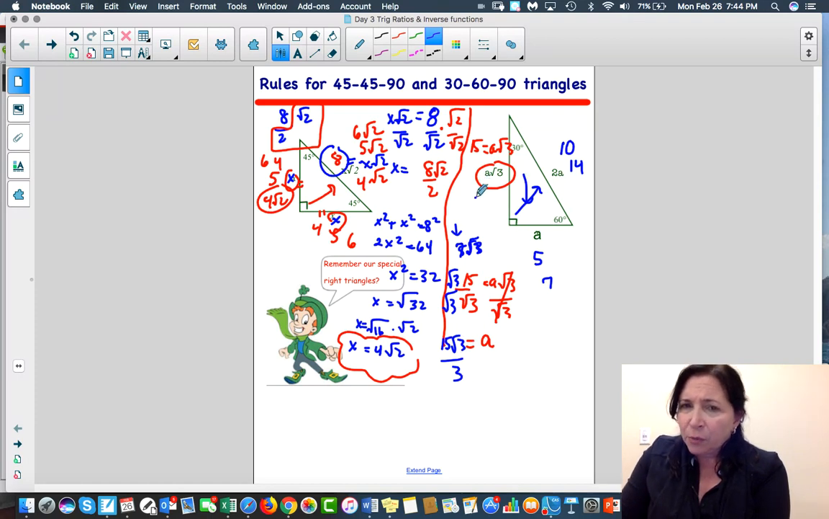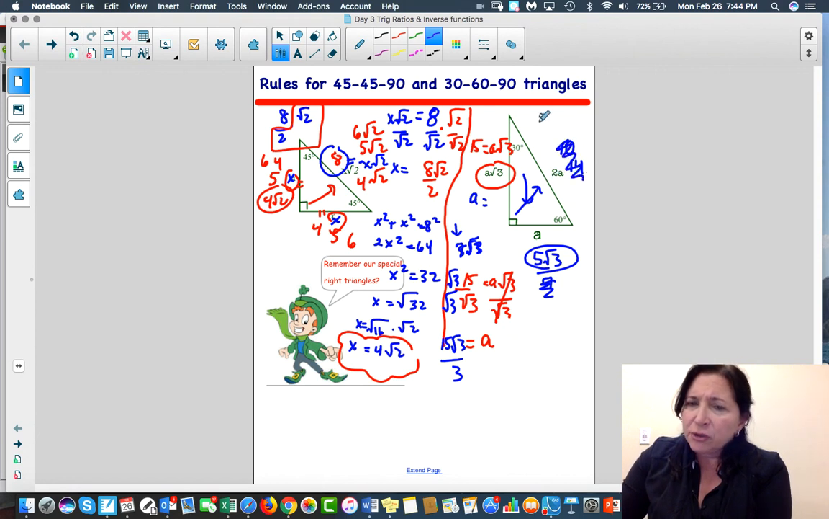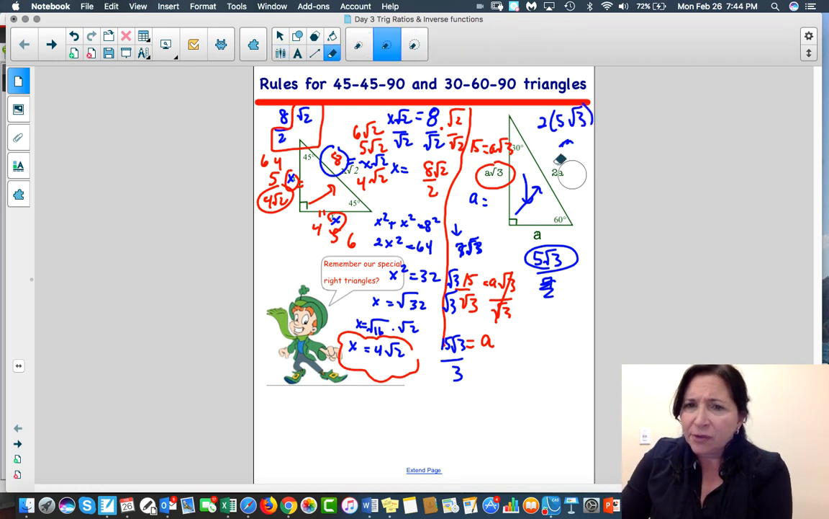So therefore, A is going to equal 5 root 3. Across from my 30, I get 5 root 3. So there's my 5 root 3 is A. Then across from my 90 is going to be 2 times that. And so 2 times 5 root 3 is going to be 10 root 3. Okay, and so that's going to be this number right here. So that's 10 root 3.